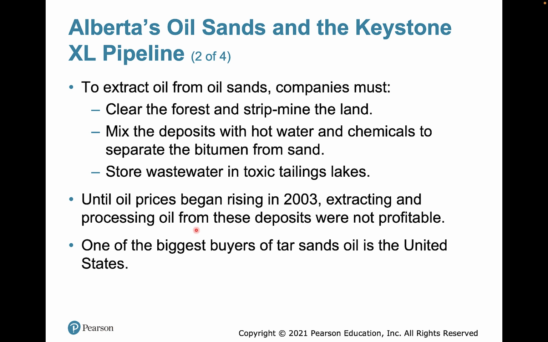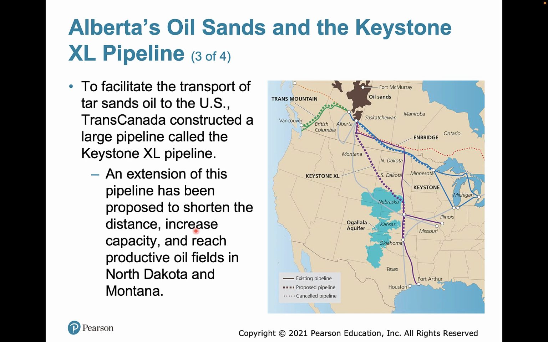All right. Until oil prices really started to rise in 2003, getting at these deposits was not profitable. They would lose money on it. But after oil prices started to go up tremendously in 2003, it became profitable. And we in the United States are one of the biggest buyers of tar sands oil. So in order to get the oil from the fields in Alberta, the U.S. and TransCanada built this Keystone pipeline.